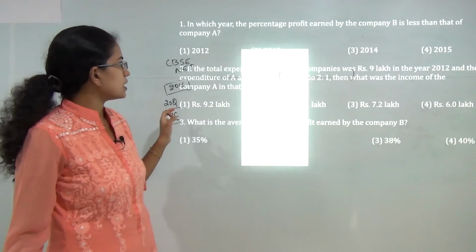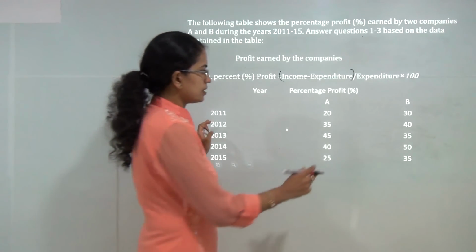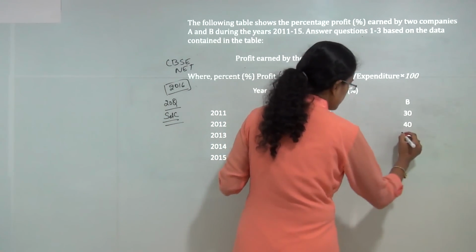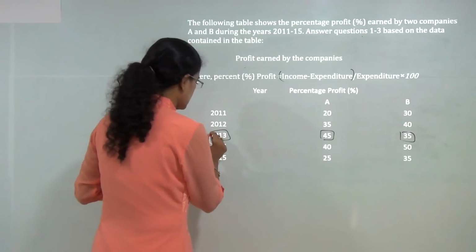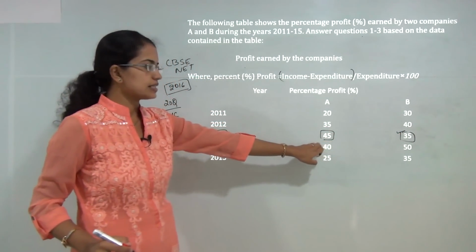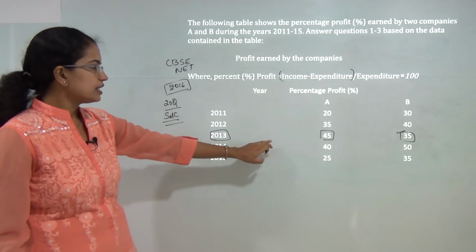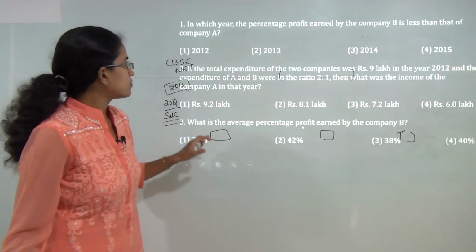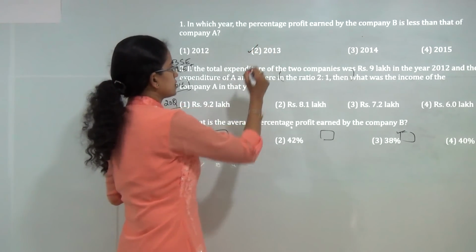less than company A? If I move back onto this table, we can directly visualize and say, in 2013, that's the only year where the profit earned by B is less as compared to profit earned by A. Therefore, the answer here would be 2013.